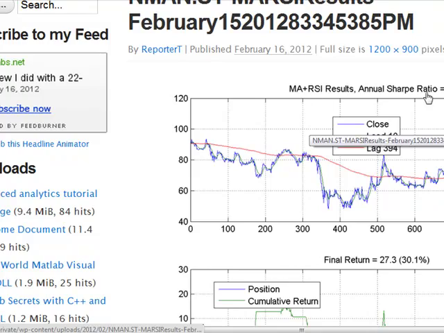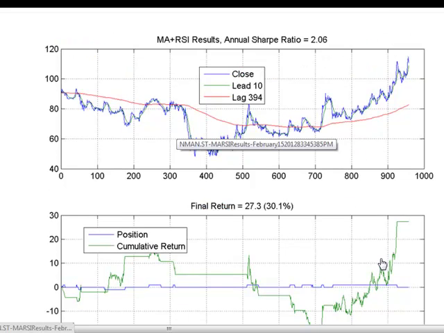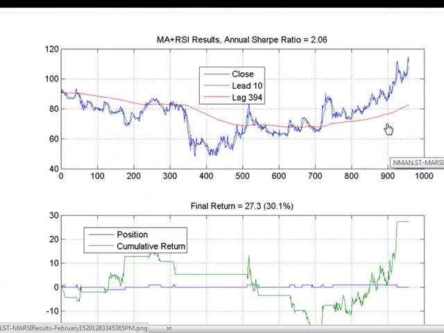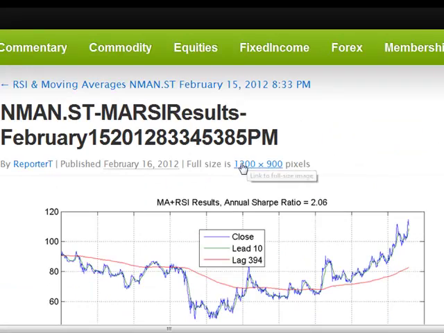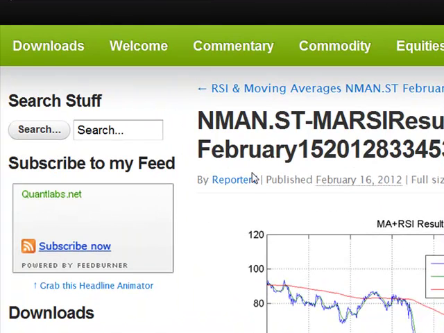Your RSI includes your annual Sharpe ratio over a certain period of time. Obviously, you can see some movement here, which looks like a pretty good bet. Here's your position against your cumulative return. And again, this is all estimated at this point right here, what I'm showing you. So these are pretty powerful models as far as I'm concerned.